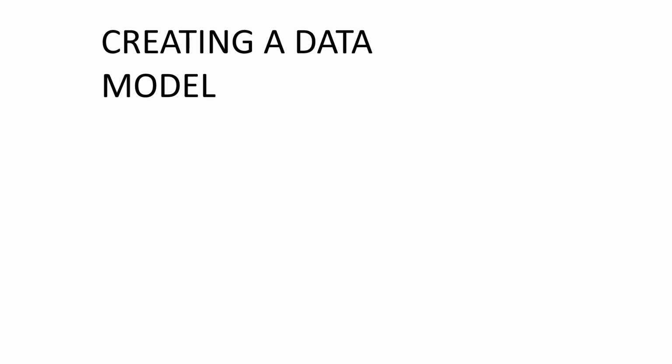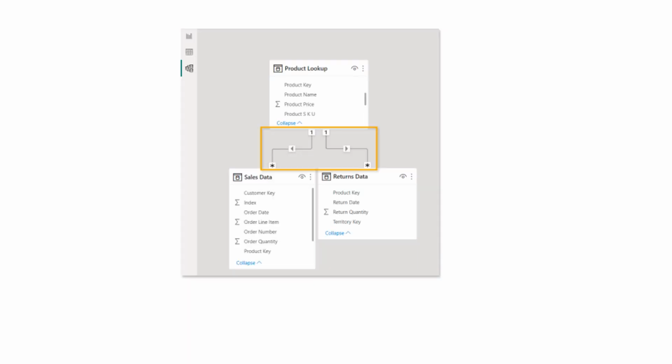Hi friends, in this video we will discuss how we can create a data model in Power BI. In Power BI, a data model is a structured collection of data that you use to create reports and dashboards. It can involve defining relationships between different tables, creating calculated columns and measures, and ensuring that data is organized in a way that is efficient for analysis.